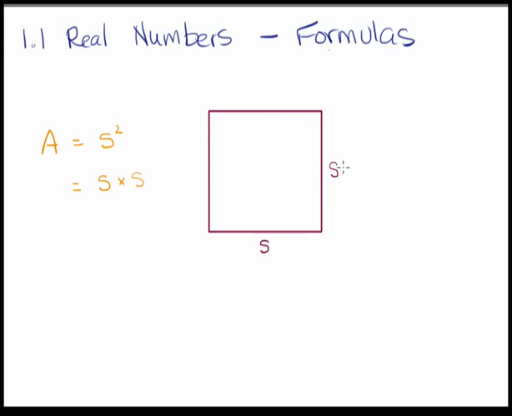If this square has sides of length 5 miles, then its area is 5 squared, which means 5 times 5, or 25. Because I'm working with an area, this isn't just miles, it's square miles. MI is the abbreviation for miles.